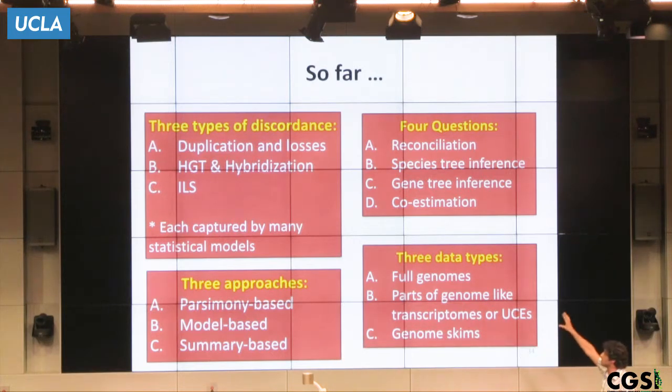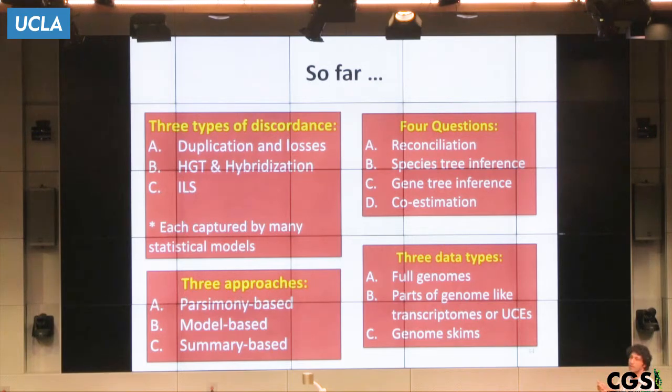So just to summarize, what we saw was that there are 3 or 4 main types of discordance between gene trees and species trees. There are 3 main approaches that you can use to try to infer relationships between gene trees and species trees, based on parsimony models, statistical models, or summary statistics. There are 4 main questions.